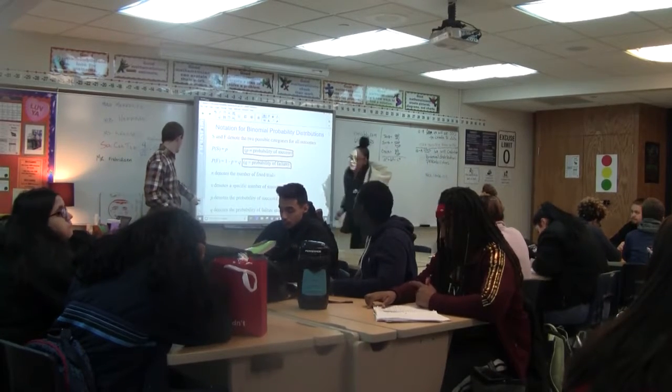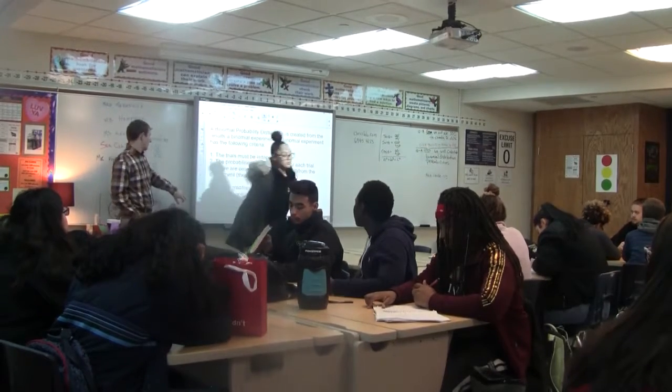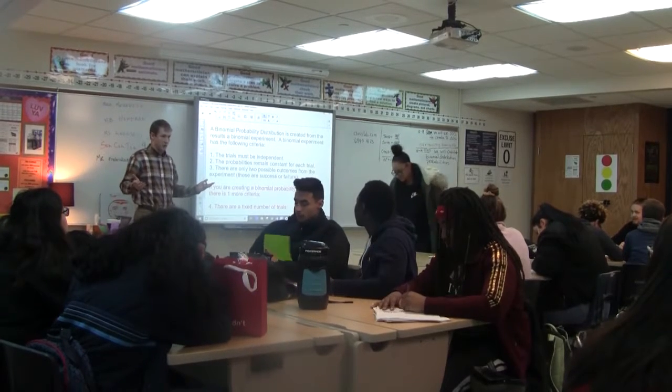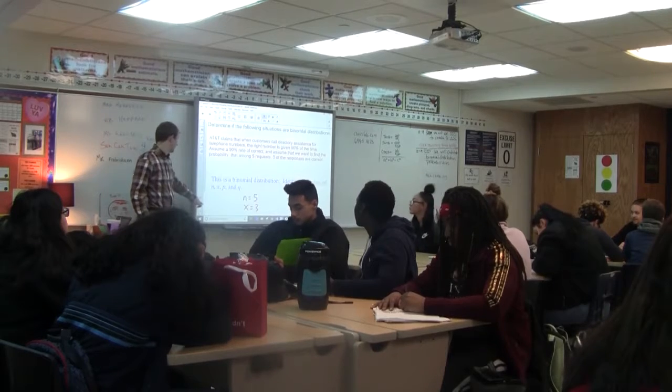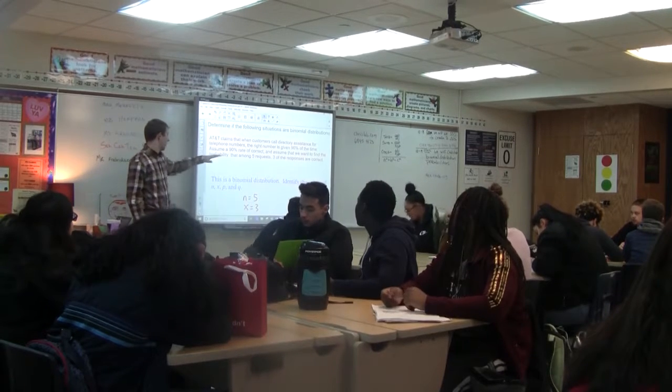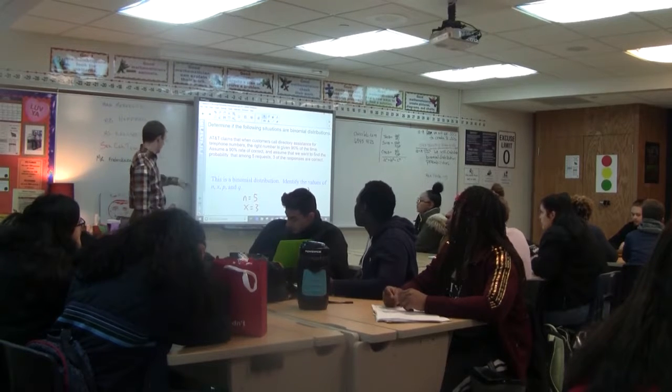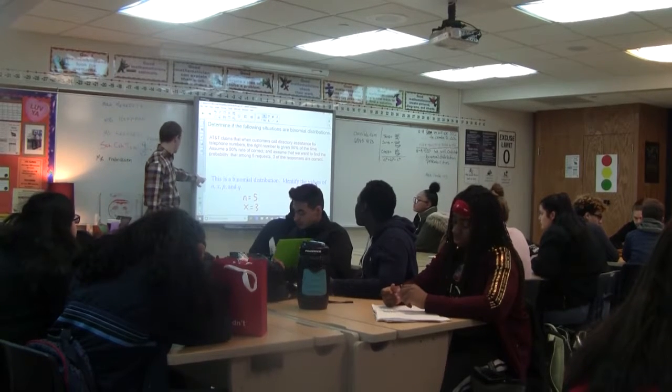And fourthly, are there more or less than 2 possible outcomes? How many outcomes do we have? 2. It's correct or it's wrong. So this is a binomial distribution. So we found out what N is. We found out what X is.